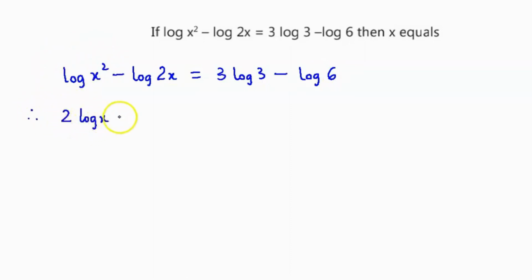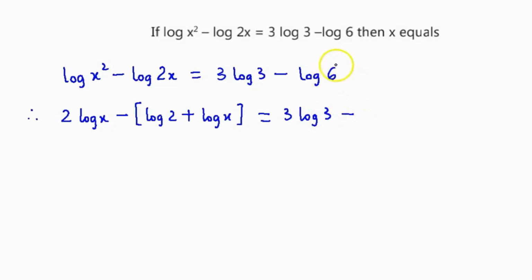times log x minus, now here we can use the product rule, log of a into b is log a plus log b, so this will be log 2 plus log x is equal to 3 times log 3 minus, this 6 we can factorize as 2 into 3, so basically this is log of 2 into 3 and again we apply the product rule, so log of a into b becomes log a plus log b.